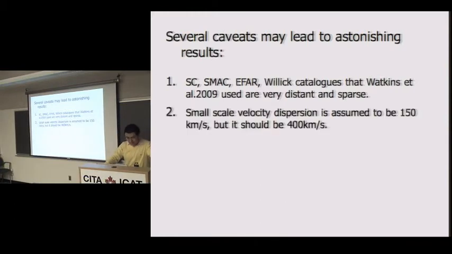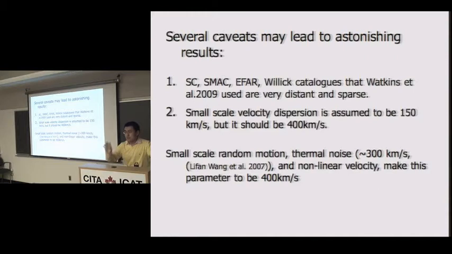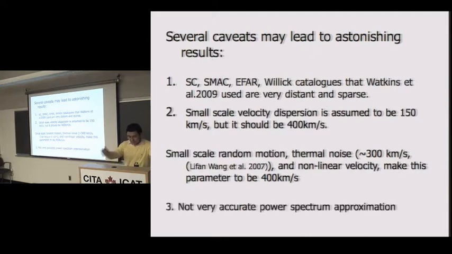And also, in their analysis, the small-scale velocity dispersion, which, as we said, characterizes the local potential, is assumed to be 100 kilometers per second. But it should be around 400 kilometers per second. This could cause some quantitative difference. Because the small-scale velocity dispersion should contain the component of the small-scale random motion plus the thermal noise and also nonlinear velocities. After you combine the different components, and some people have estimated each of the terms, it should be on the order of 400 kilometers per second. So this may cause some quantitative difference.